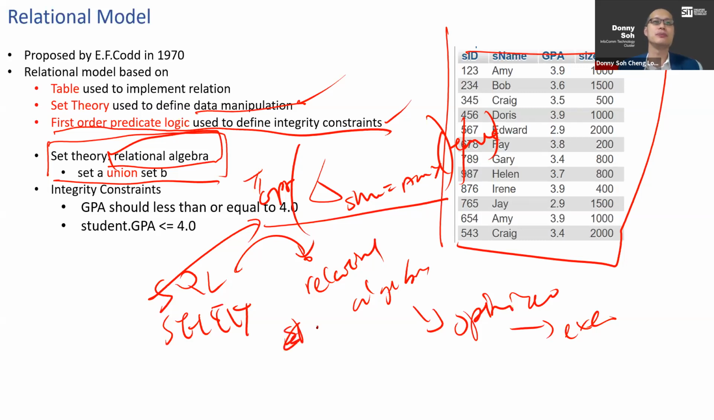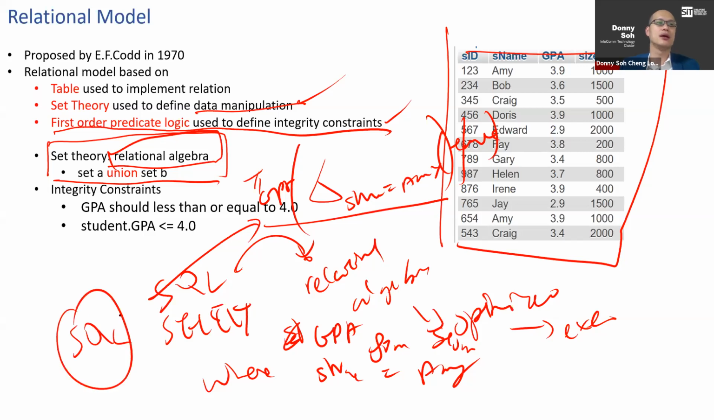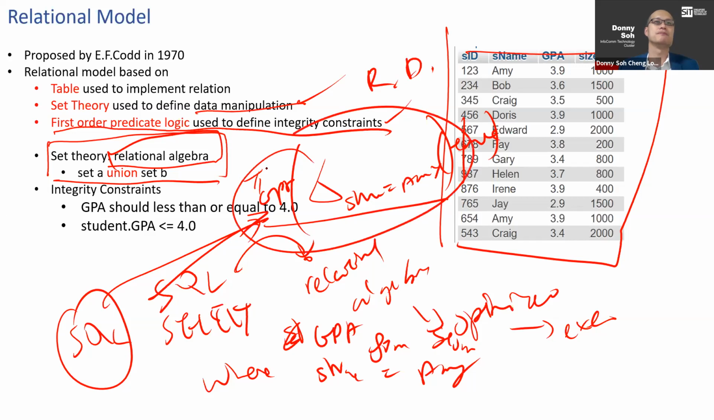select GPA from student where name equals name. So this is the SQL version. This gets converted to the relational algebra version here. And why do we convert it? It is primarily for optimization, which we will talk about more later on in the course.